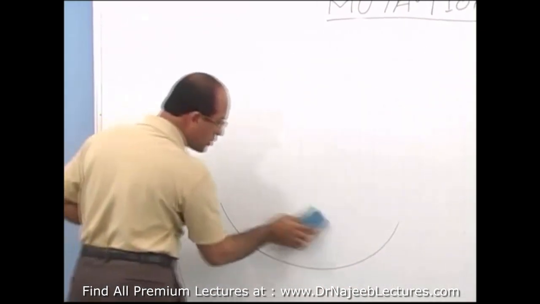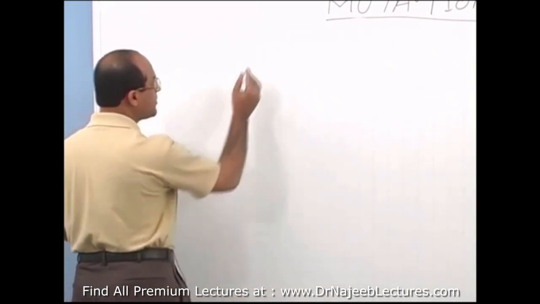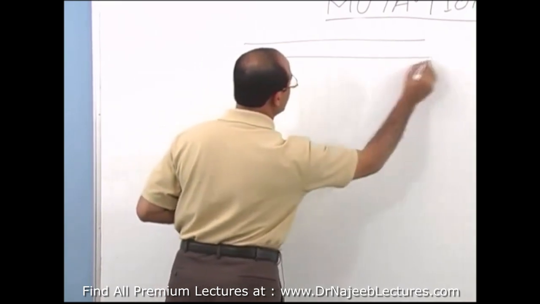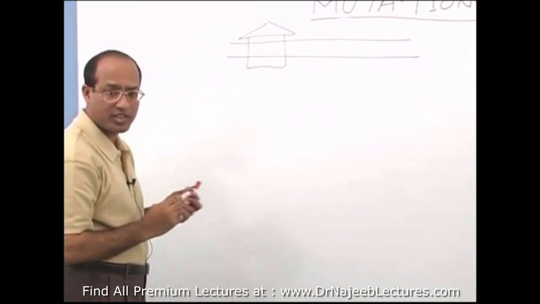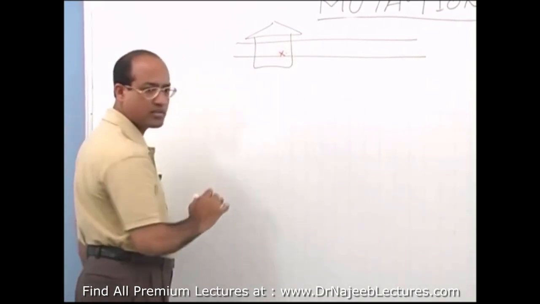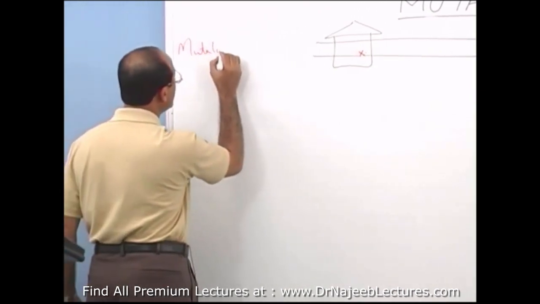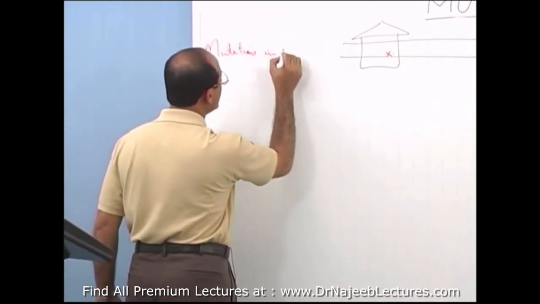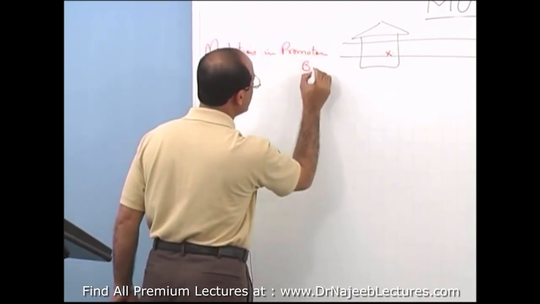Okay, before that, let's do some easier mutations. You remember when we were repeatedly talking about genes, we were saying that a gene has a promoter box, for example the TATA region. Let's suppose a mutation in the promoter box. Mutations of the promoter box.